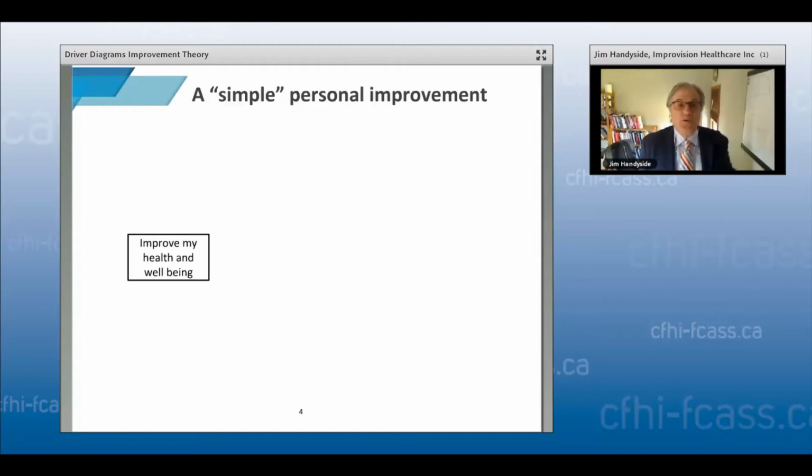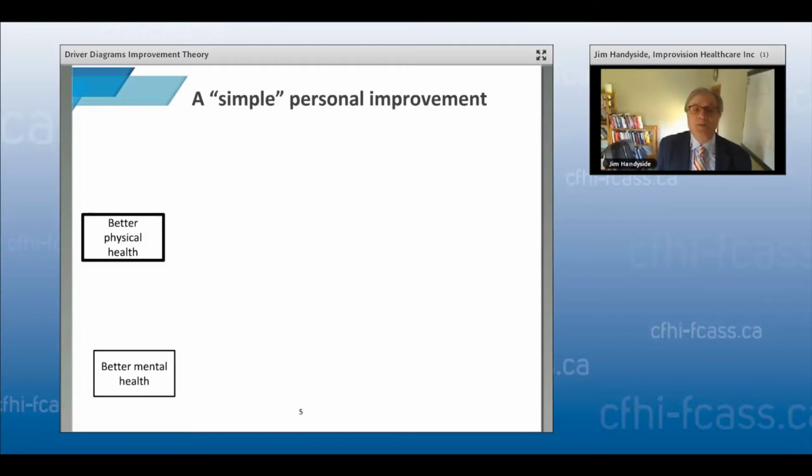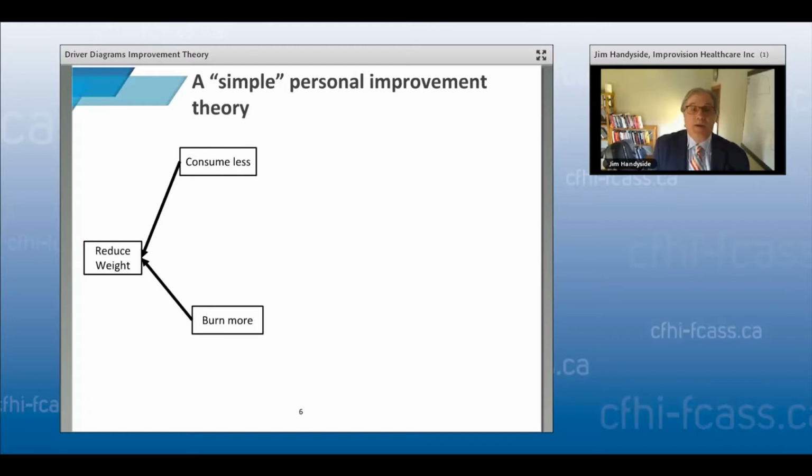So if I have a personal improvement to improve my health and well-being, let's just start at that level. And let's say that I want to improve my physical health and improve my mental health, and decide for argument's sake that I'm going to focus on my better physical health. When I begin to think about that, I realize at this point in the Canadian winter, I've gained some weight. I want to reduce some weight. And so I realized that to reduce weight, really there's two things you can do. You can consume less or burn more. Reducing weight is really sort of a mathematical equation. It's based on physiology, so we'll start there.